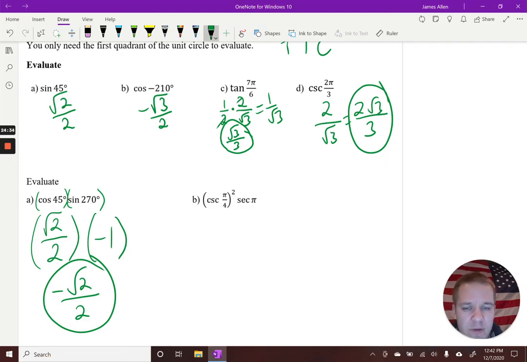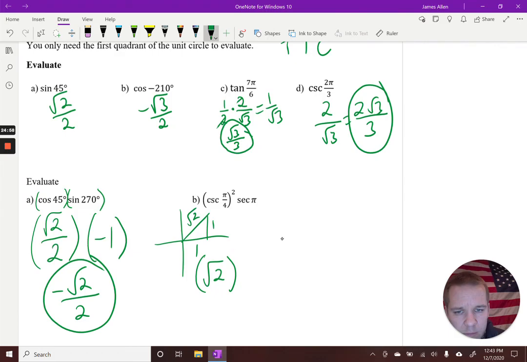So let's, again, deal with them individually. Well, cosecant of pi over 4, that's going to be our reciprocal of sine. Now, if you want to go about it with drawing a triangle, we could do that. So pi over 4 is right here. That's a 45, 45, 90 triangle. And sine would be opposite over hypotenuse. So this would be hypotenuse over opposite. So I would have root 2 over 1 squared times, and then secant of pi.